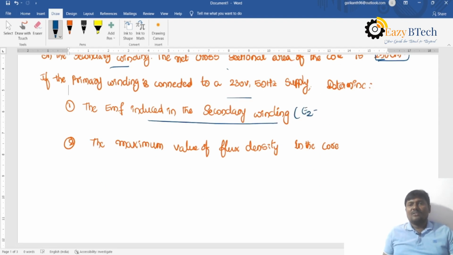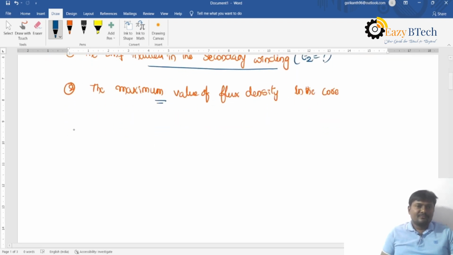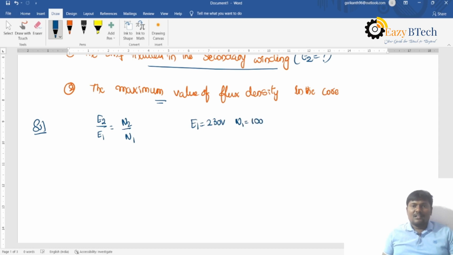So he is asking what the E2 value is and the maximum value of the flux density in the core. So we have the relationship E2 by E1 is equal to N2 divided by N1. So E1 is equal to 230 volts and N1 is equal to 100 turns.